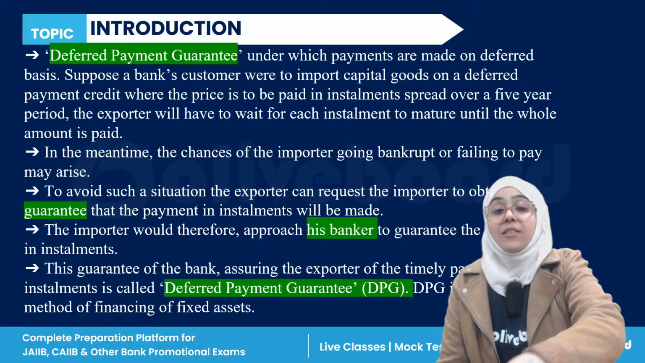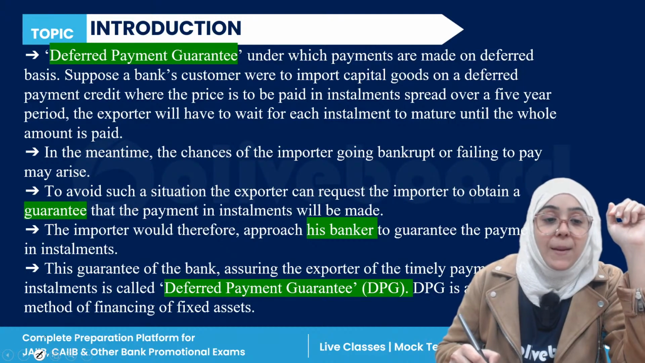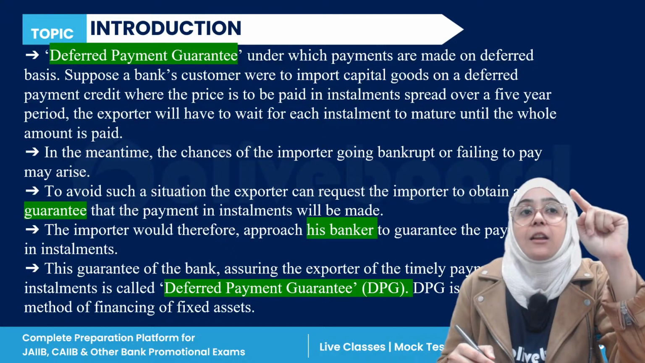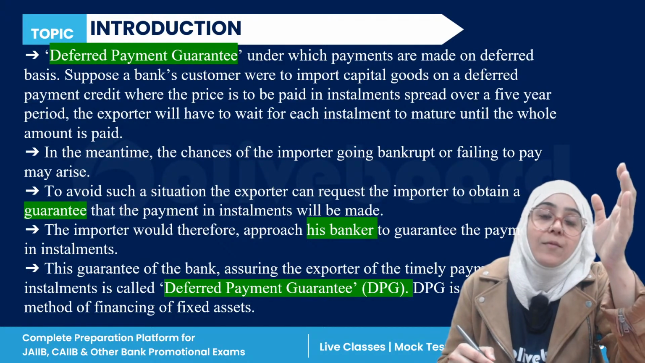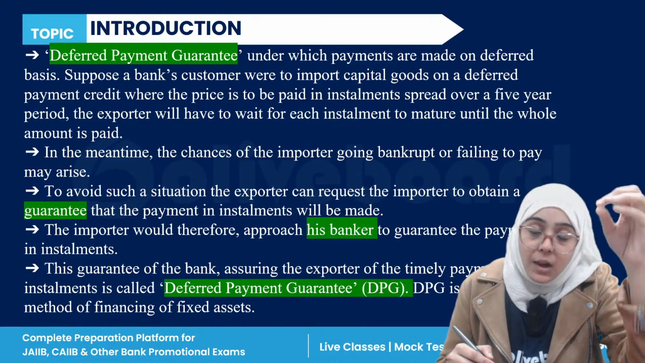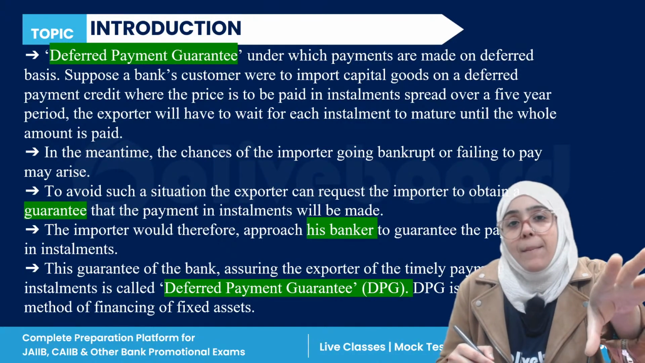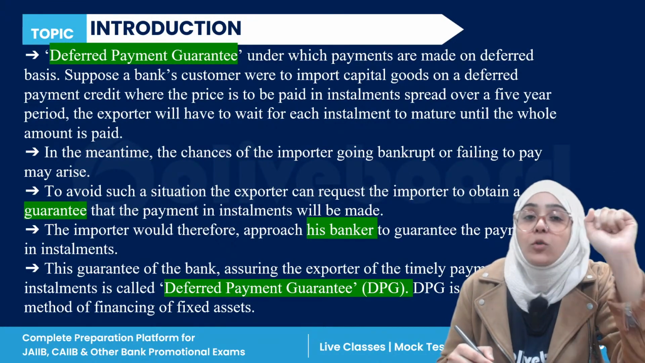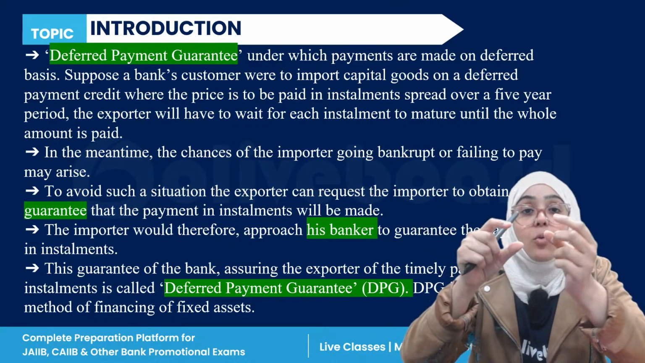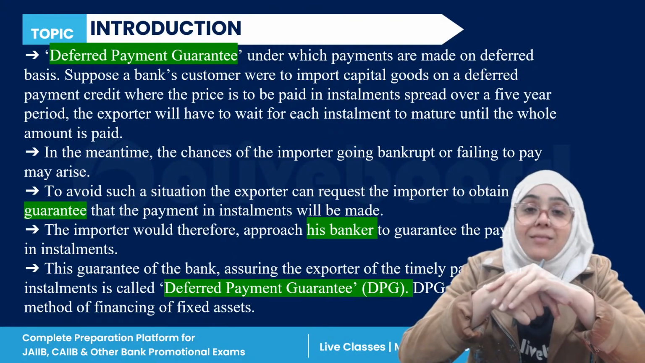So let's start discussing what a deferred payment guarantee is. First of all, what is a deferred payment? Deferred payment is when the supplier gives you a time limit for the completion of the total amount involved in the trade. For example, a buyer is not paying the whole amount immediately. Instead, they divide that amount into fixed installments spread over a period of time. Then it is known as deferred payment.